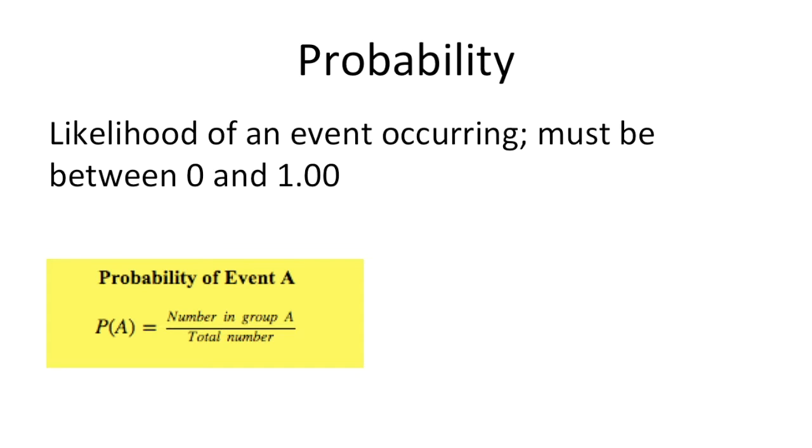The formula below in the yellow box is the formula that you'll see in the online notes this week. The probability of event A is written as P of A, or P and then A in parentheses. This is equal to the number in group A divided by the total number.